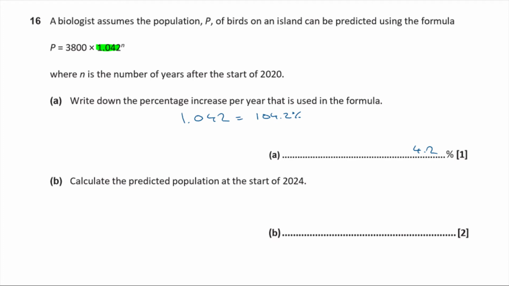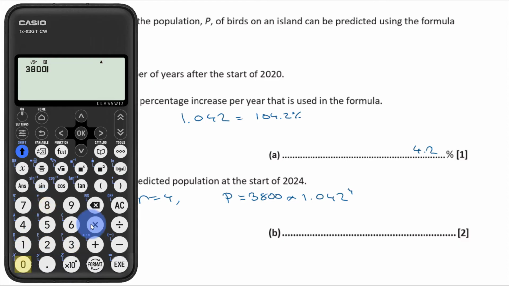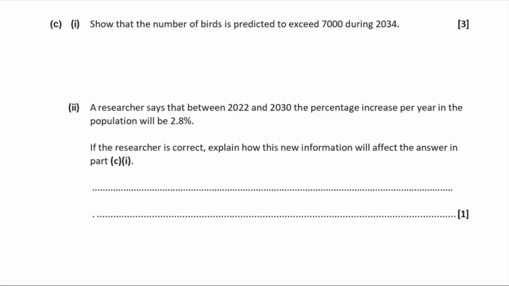And then part B says calculate the predicted population at the start of 2024. Okay, so the start of 2024 will be 4 years after the start of 2020. So n is going to be equal to 4 in that case. So then P equals 3,800 times 1.042 to the power of 4. And what's that then? 3,800 times 1.042 raised to the power of 4. I make that 4,479.75. Now I'm going to just round that up because it's a population and I don't like the idea of 0.75 of a bird. So I'm going to round it up to 4,480 birds.